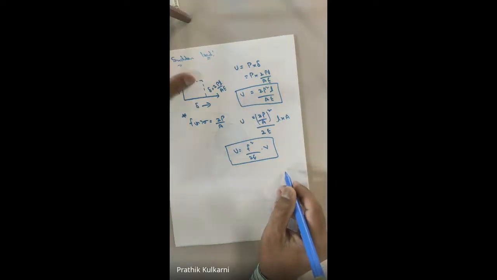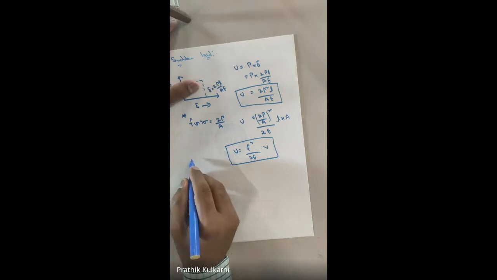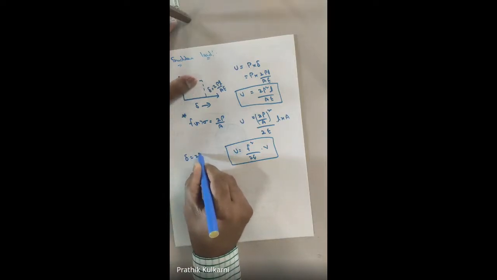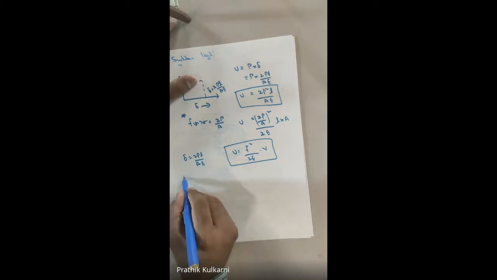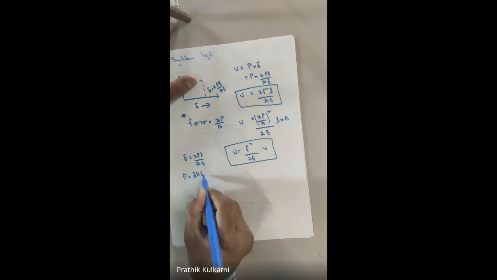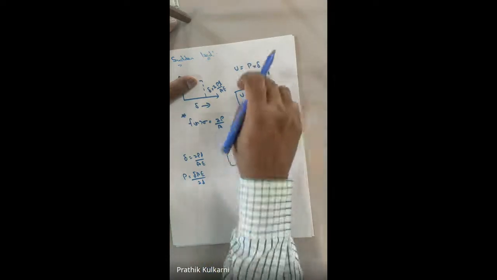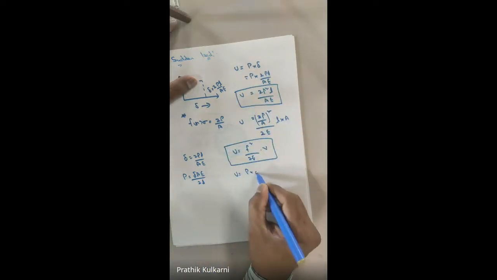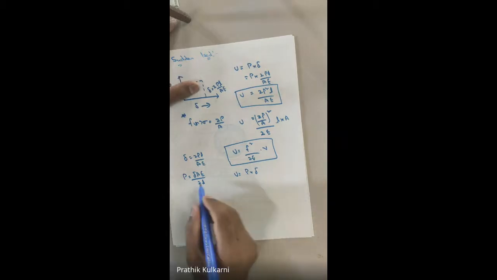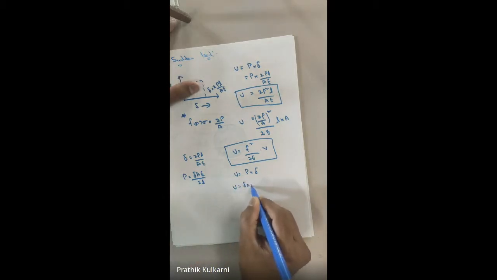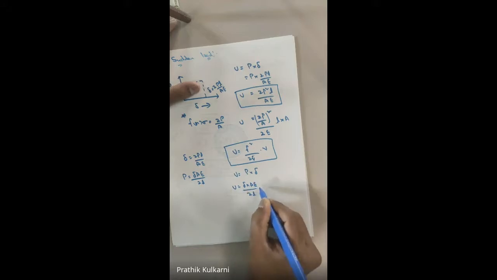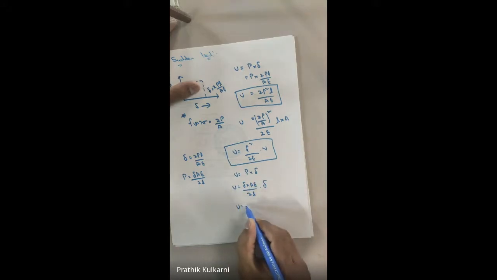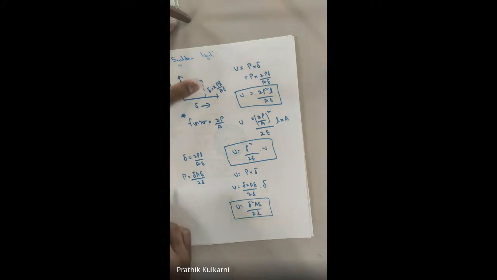Similarly, as I said, if you want to find out in terms of delta, delta is 2PL by AE. So I want to find my P, which is delta AE by 2L. I substitute here: U is equal to P into delta, and my P value is delta into AE upon 2L, into delta. So U is equal to delta square AE by 2L. So please do remember the equations. This is very important. This is really very important.